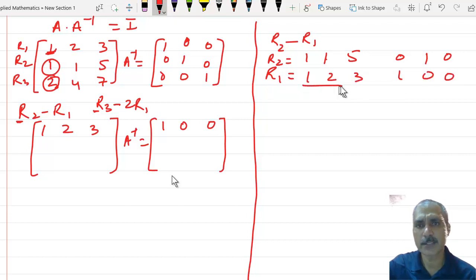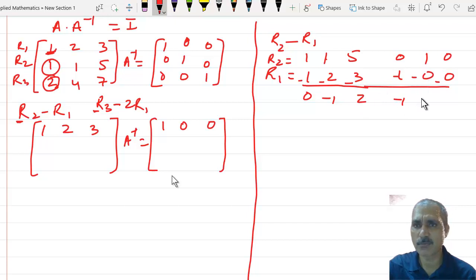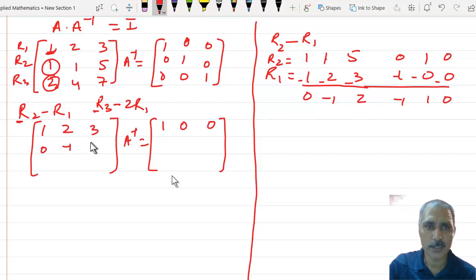We are subtracting, so the sign will change. That is going to be minus, minus, minus; this is a minus and these are 0, so the sign will remain the same for these. Now 1 minus 1 is 0, 1 minus 2 is minus 1, 5 minus 3 is 2, 0 minus 1 is minus 1, 1 minus 0 is 1, 0 minus 0 is 0. So we got the answer for the second row: 0, minus 1, 2, and here minus 1, 1 and 0.